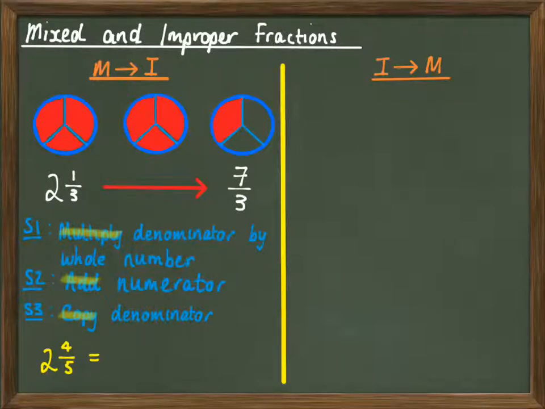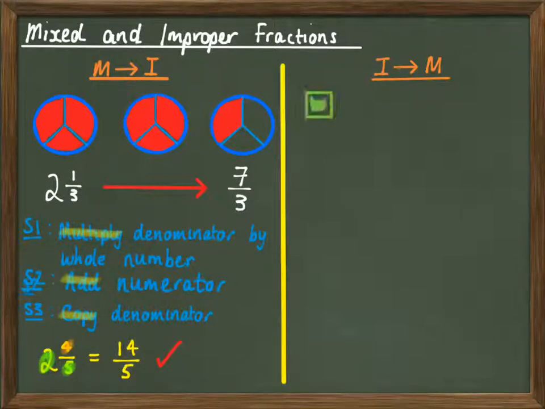First step, multiply the little bottom number by the whole number, so them 2, 5 times 2. Step 2 is to add the top number, the numerator, the 4, and then step 3 is to just copy the little 5 that's at the bottom, the denominator. Okay, so 5 times 2 is 10. Add the top number, 10 add 4 is 14, copy the bottom one, so 14 over 5.